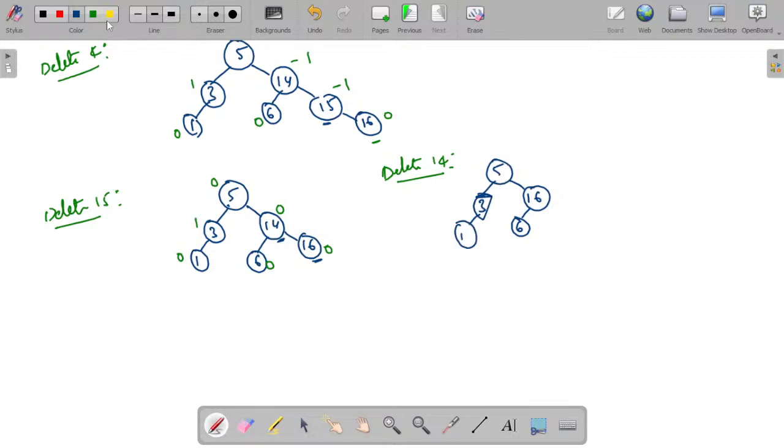Okay, now the balance factors are what? 0 for leaf nodes, 1 for this, 1 for this, and 0 for this. Again, same. Okay, any other nodes to be deleted, guys?